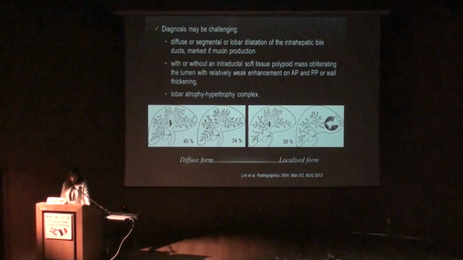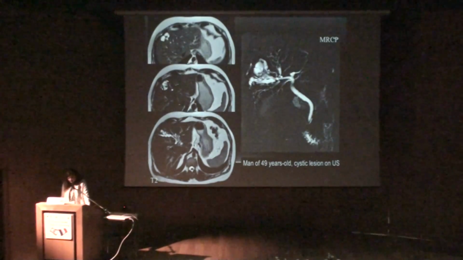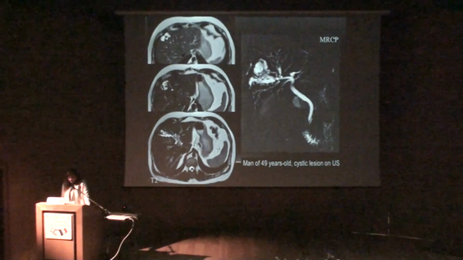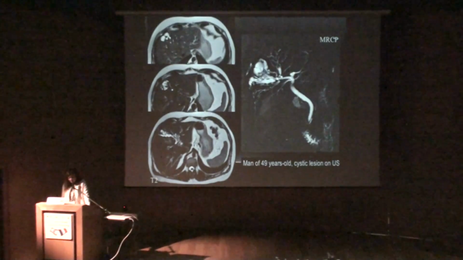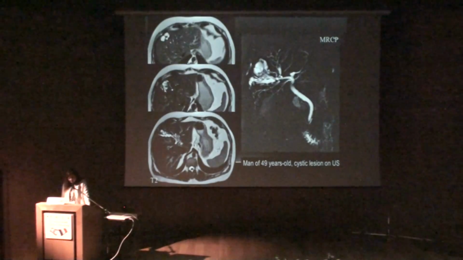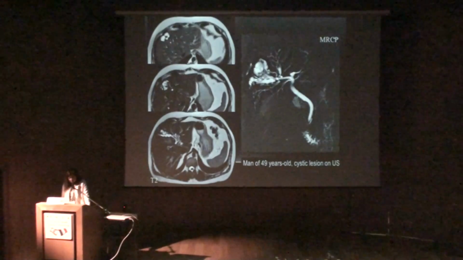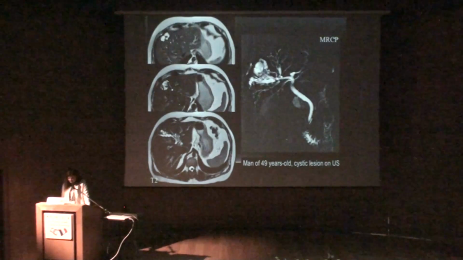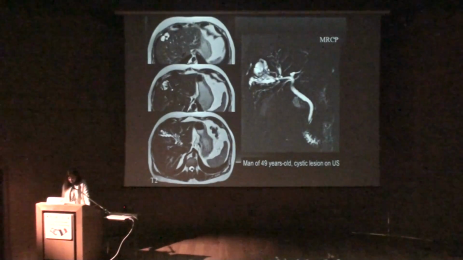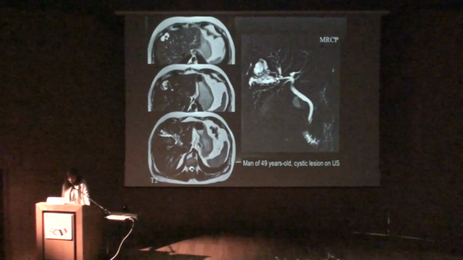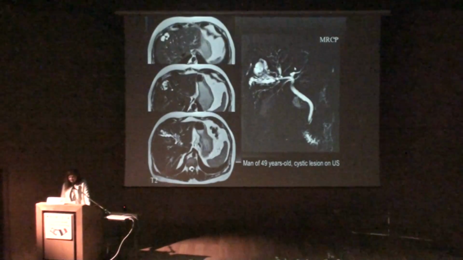Let me show you one example. For example, in this patient, a man of 49 years old, there is a cystic lesion on ultrasonography. You can see this lesion here on axial T2-weighted imaging, and you see here that there is a communication of this lesion with the bile duct. Here you have the MRCP, so here you have the lesion, and here the bile duct communication and bile duct dilatation. And there is no dilatation in the left liver.